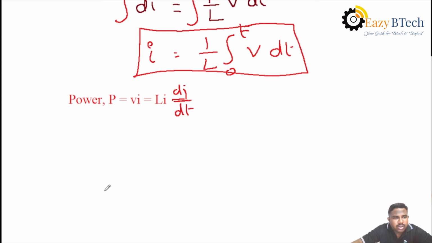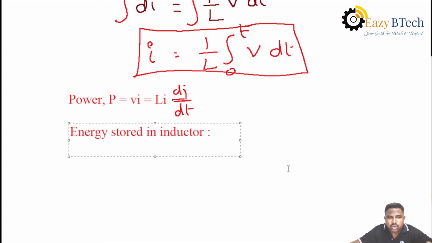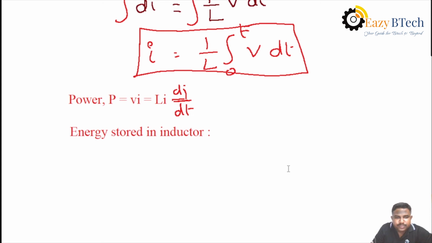If you know the formula of power, then what is the energy stored in the case of an inductor? Energy stored in inductor L. This is a very important formula. Then we know the formula for energy. What is the formula for energy? Energy E equals the integration from 0 to t of power dt.